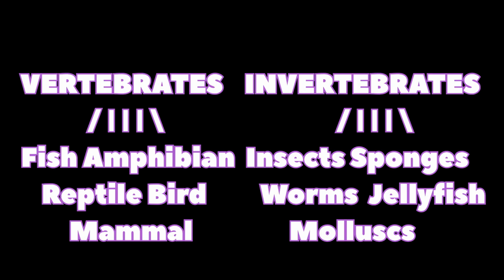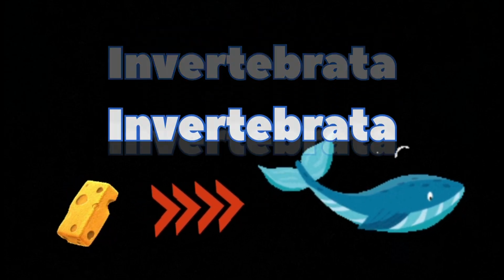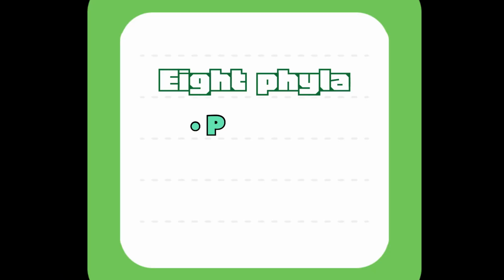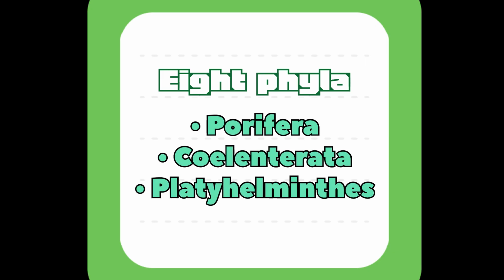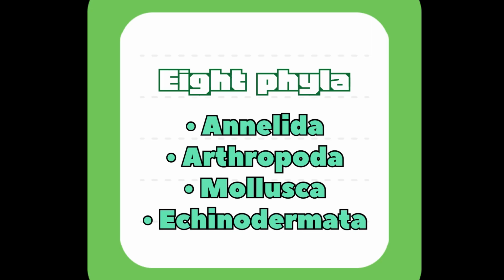We just made the big split. Backbone or no backbone? Let's start with the 95%, the invertebrates, the no-backbone club. It includes 8 phyla from the simplest to the most complex. The 8 phyla are Porifera, Coelenterata, Platyhelminthes, Nematoda, Annelida, Arthropoda, Mollusca, Echinodermata.